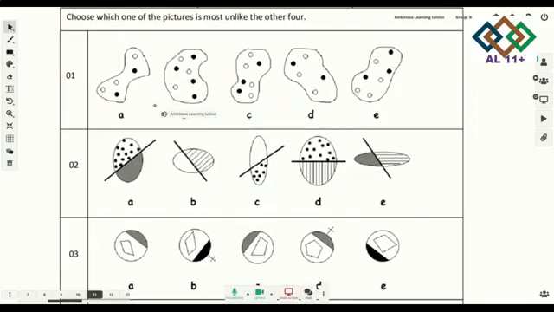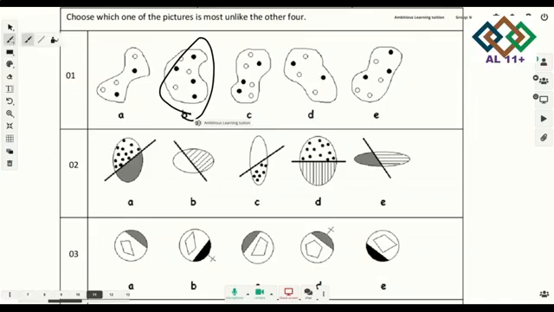Which is the odd one out now? So look at the pattern and see which one is the odd one out. It's the only one which has more black dots than white ones. If you look at the dots, it's B. That's so easy, this one.